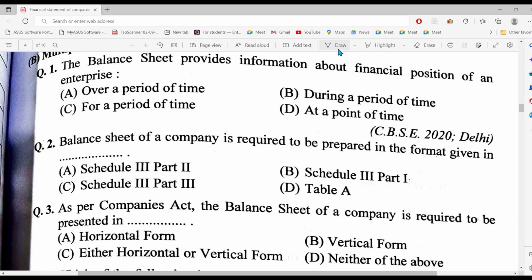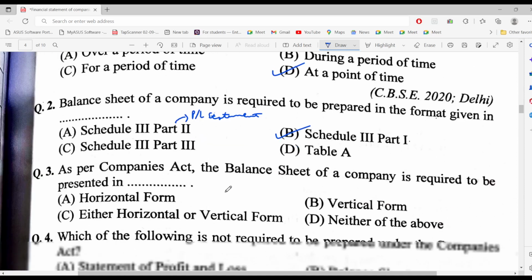The balance sheet provides information about the financial position of an enterprise during a period of time, for a period of time, or at a point of time. So this is an easy question: at a point of time. The balance sheet of a company is required to be prepared in the format given in Schedule 3 Part 1. Schedule 3 Part 2 is used for the statement of P&L.